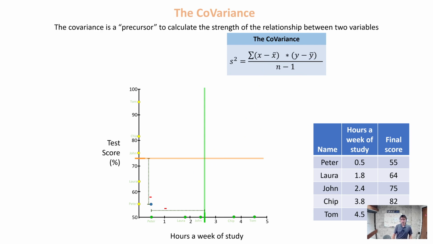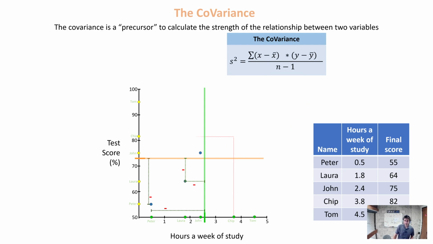Let's now look at the second point, which is the data for Laura. I'm going to calculate the difference in y. In this case, it's negative. I'm going to plug that into my equation right there. I'm going to calculate the difference in x, and that's negative because it's to the left of the mean. If I plug that value into the covariance, the effect of Laura on the covariance is negative times negative. So that's positive. Isn't that interesting? Laura, as with Peter, is contributing to the covariance positively.